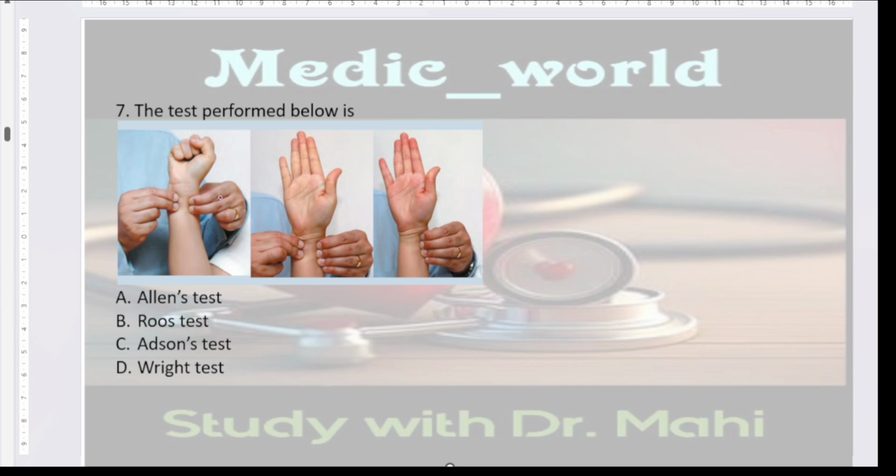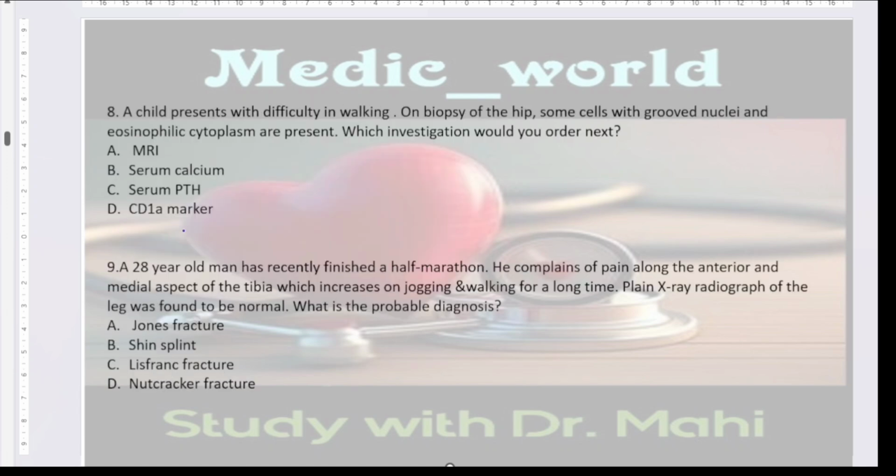We can see here the test which is performed is the Allen's test, which is used to test the adequacy of ulnar collateral blood flow to the hand, which is usually done prior to radial artery cannulation. So the answer to this question is option A, that is Allen's test. Here we are checking the patency of this ulnar collateral blood flow to the hand.